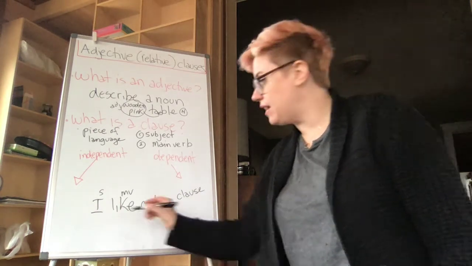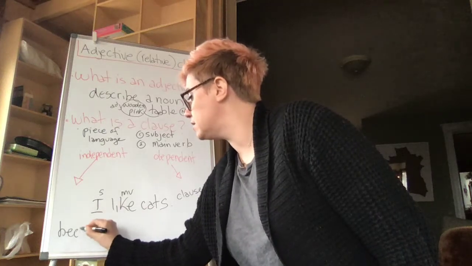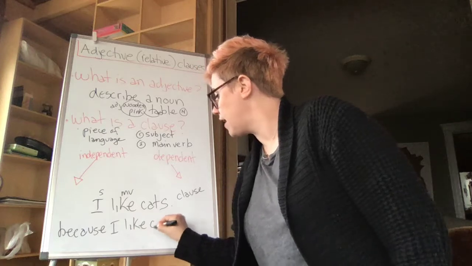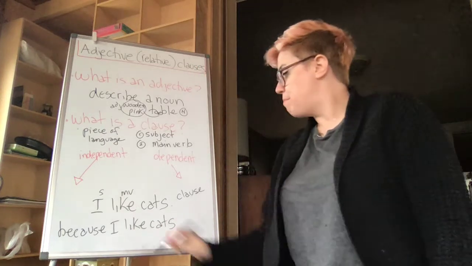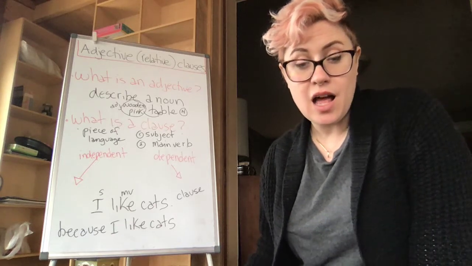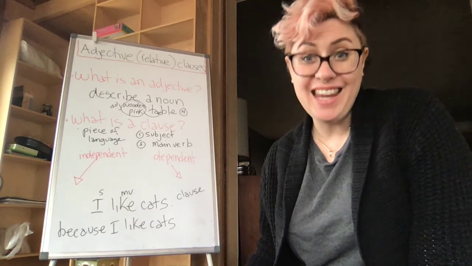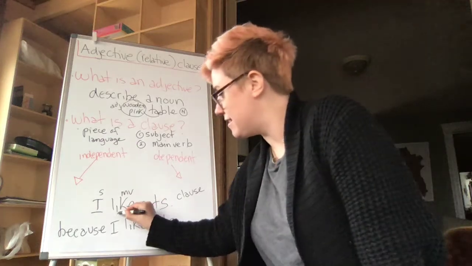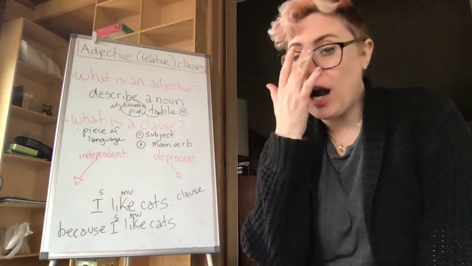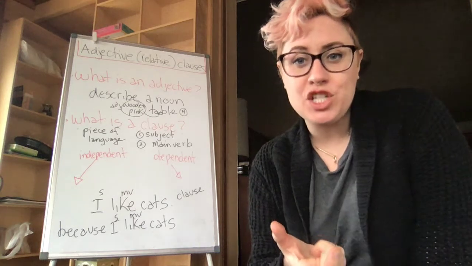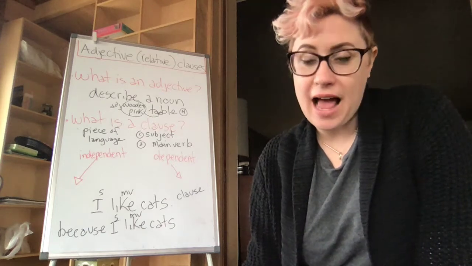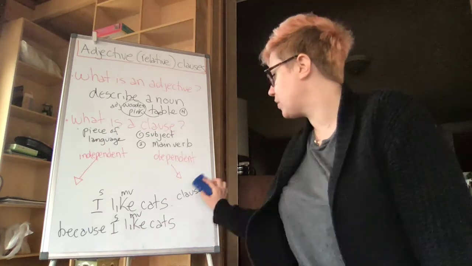I can also say something like, because I like cats. Because I like cats is not a full sentence. But it is a clause because it has a subject and a main verb. So clauses are any complete piece of language that contains a subject and a main verb, but does not have to be a complete sentence. Okay.